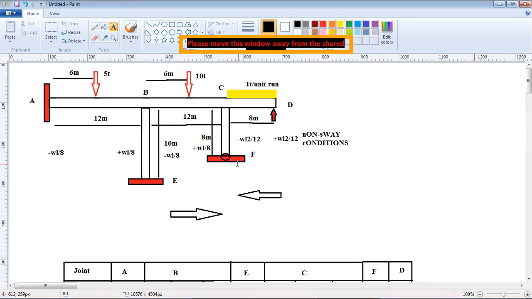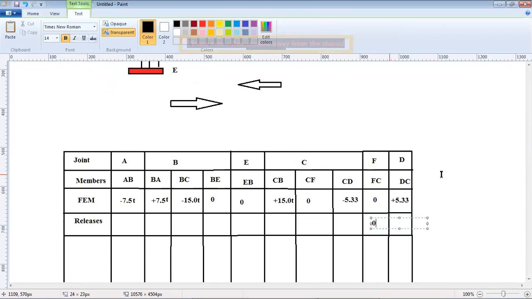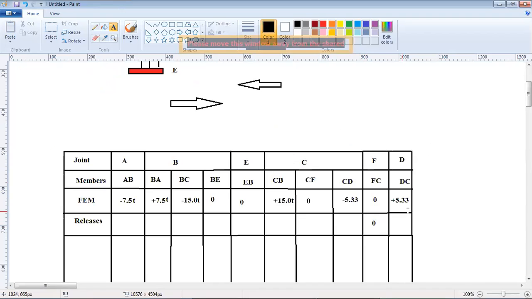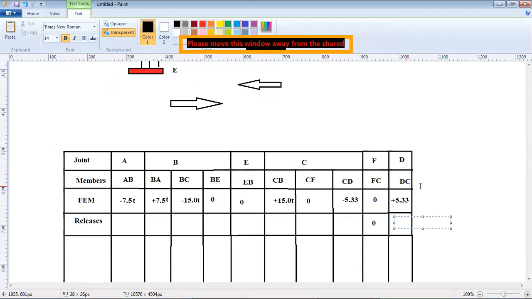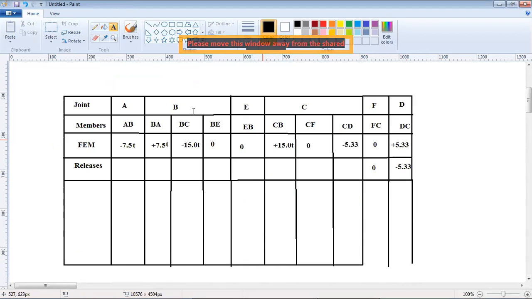We release at end F, and yes, Shahid is saying at D. But F is also hinged. It's not fixed, it's also hinged. So we're releasing at both, but the release at F would be 0 because the moment already is 0. But at D, it's minus 5.33. That's the release that we have to make at support D.